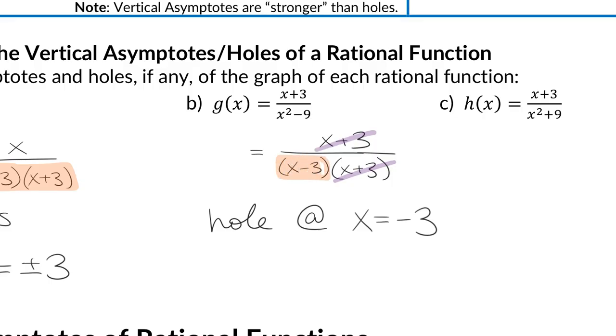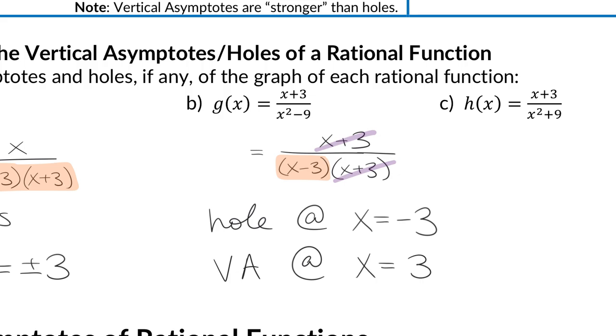Any factor remaining in the denominator, after we cancel stuff out, when there are no remaining common factors, those are going to be your vertical asymptotes. So we have a vertical asymptote at x equal to 3. So there's only one vertical asymptote because the other one was part of a hole.